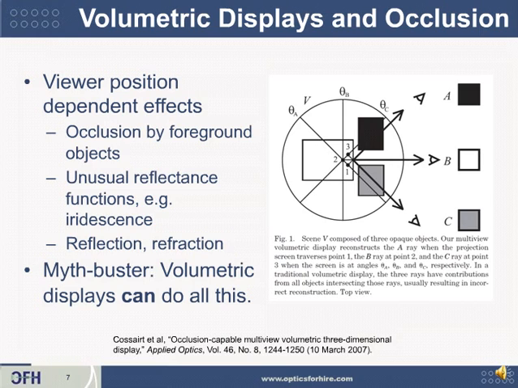A depiction of this challenge is shown on the right. Here you see a volumetric display from the top down. It's depicting 3 objects, which are white, gray, and black, and there are several viewing positions, A, B, and C. So it would be nice if A saw the black rectangle, and B saw the white rectangle, and C saw the gray rectangle. The question is, how do you do this?